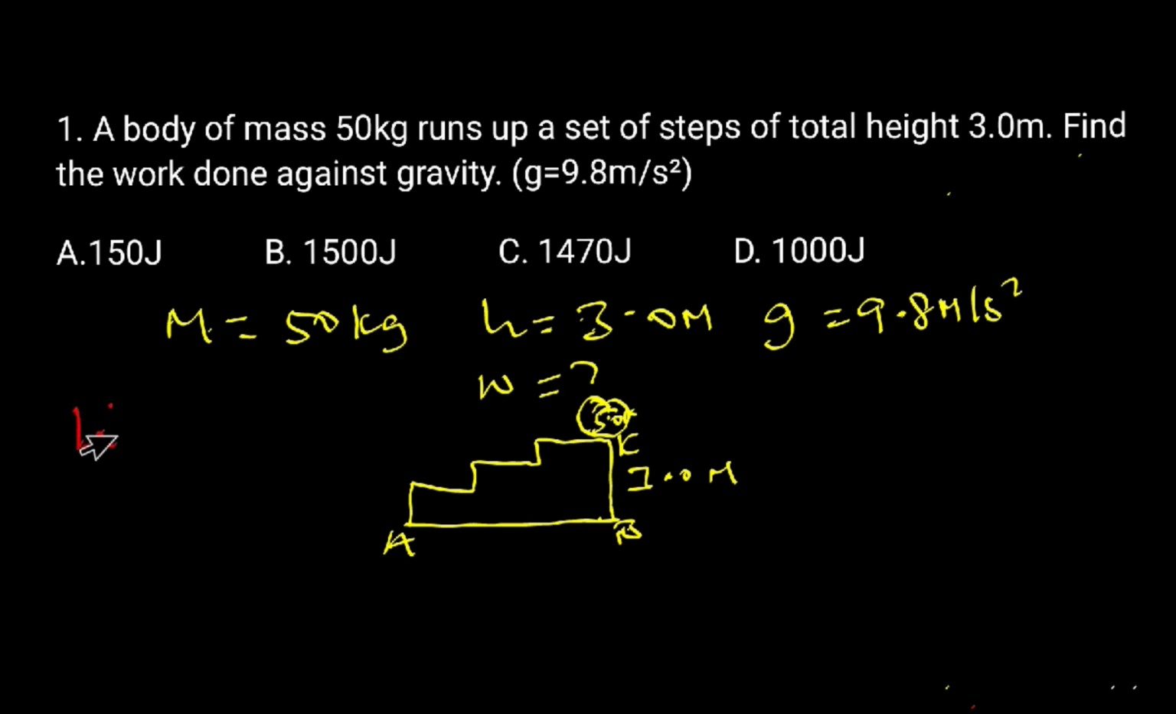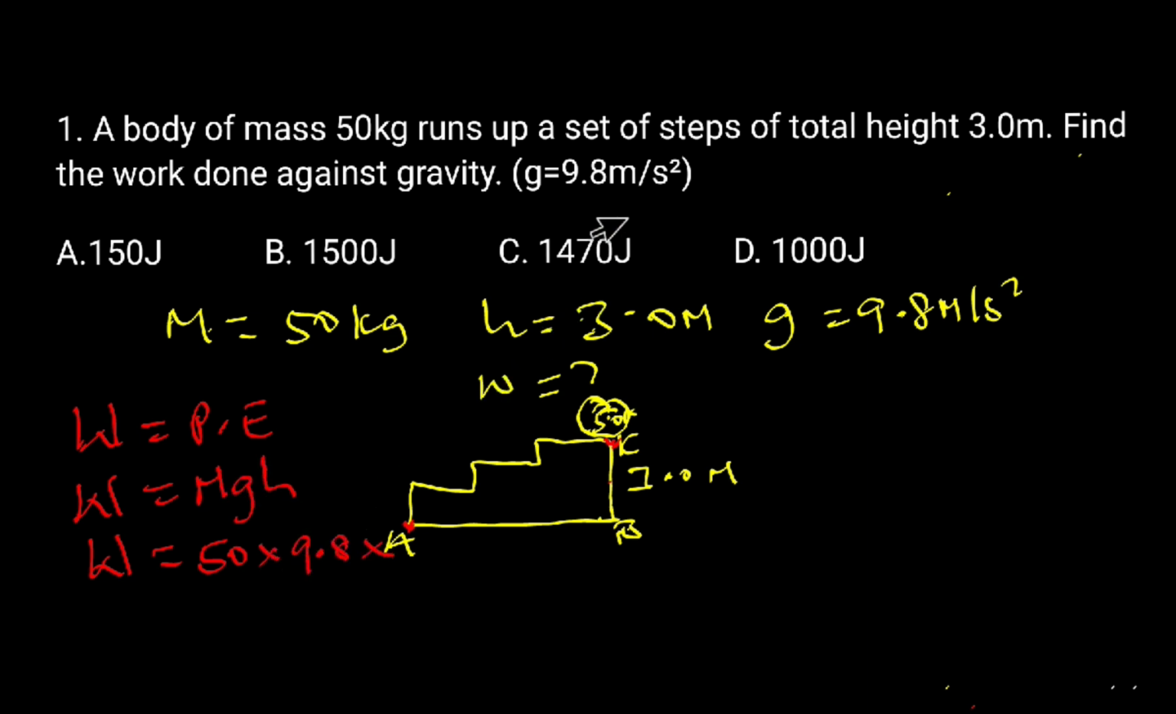Now, work done against gravity is equal to the gain in potential energy by this body. Remember, while this object is moving from point A to point C, it is working against gravity because it's covering a height. The formula for potential energy is mass times acceleration due to gravity times height. So work done is equal to 50 kg multiplied by 9.8, then multiplied by the height, which is 3. So we have that work done against gravity is equal to 50 times 9.8 times 3.